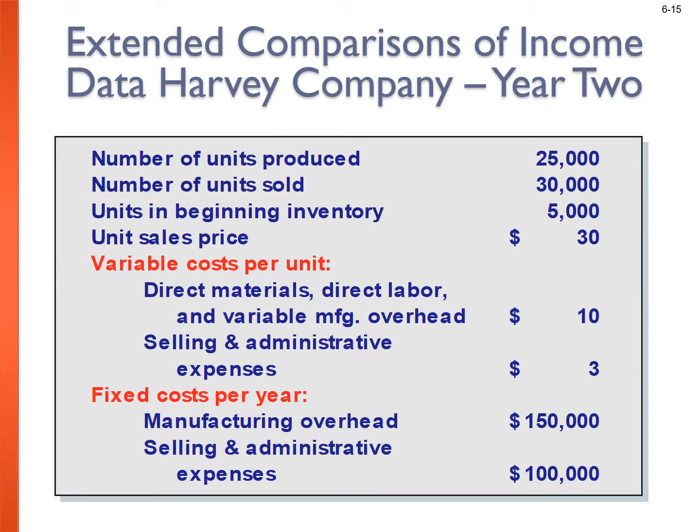Here's an extended comparison of income data for Harvey Company for year 2. So now the number of units produced will be 25,000. They sold 30,000. They started with beginning inventory of 5,000. They sell them for $30. Their direct materials, labor, and variable manufacturing overhead is $10. Variable selling and administrative is $3. Fixed manufacturing overhead is $150,000. Fixed selling and administrative expenses are $100,000.